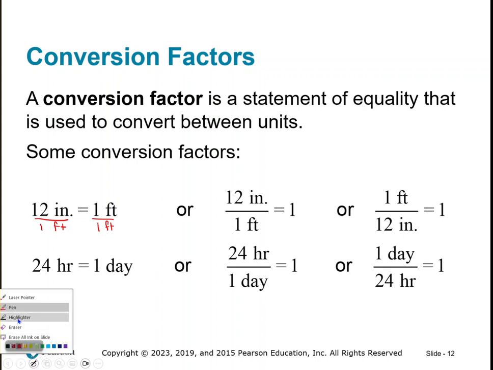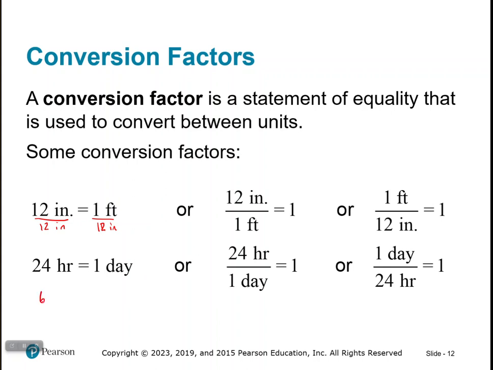If instead I wanted to divide both sides by 12 inches, well then 12 inches divided by 12 inches is 1. And here I have 1 foot over 12 inches. So with this equality, you could write it as a fraction. You could write the equality as a fraction equal to 1 in many different ways. And we'll write it in whichever way it works best for us.